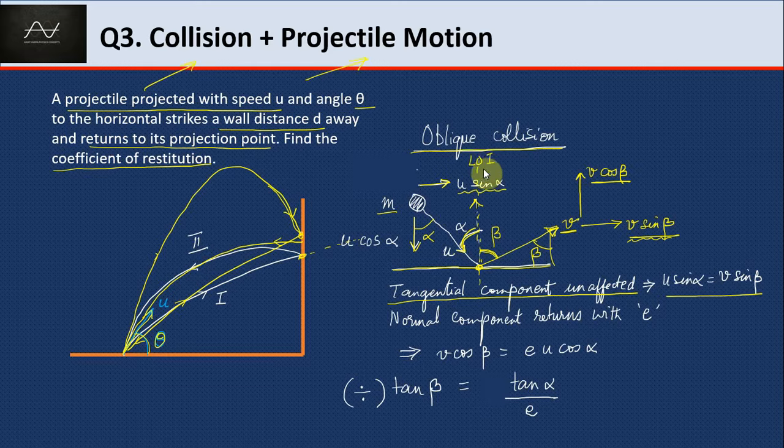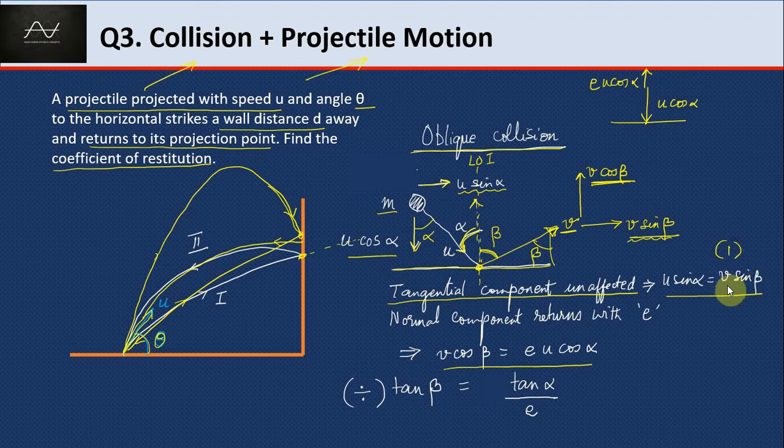Now, if you look at this line of impact, along this line of impact, it came down with a speed u cos alpha, and it will bounce up vertically with what speed? In general, coefficient of restitution times the speed. So therefore, v cos beta will be equal to e u cos alpha. So we have two equations here. Now we see the first equation.